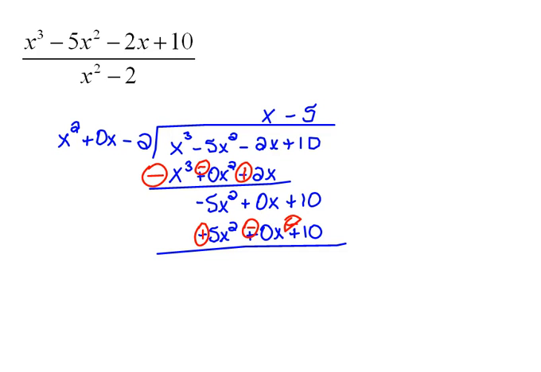So our negative 5x squared plus 5x squared cancels. 0x and 0x is nothing. 10 minus 10 is nothing, so we have again a 0 remainder. So that means the division here is x minus 5.